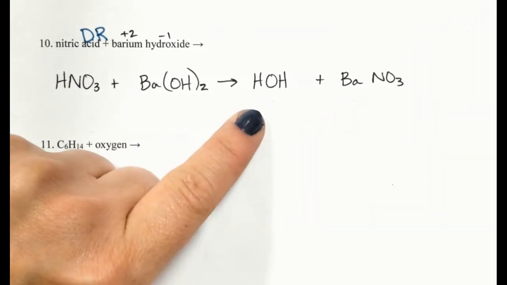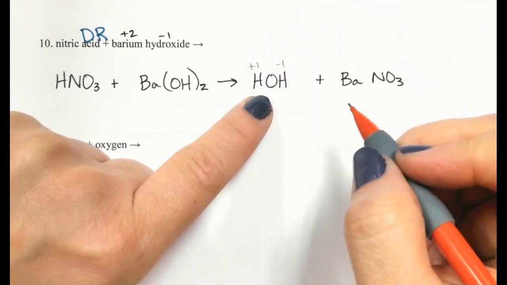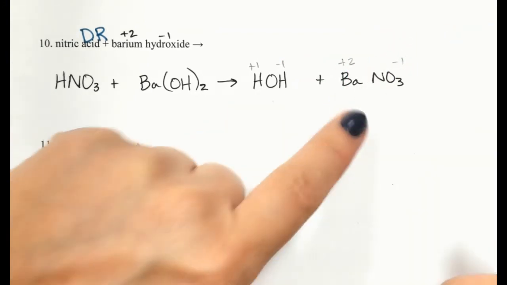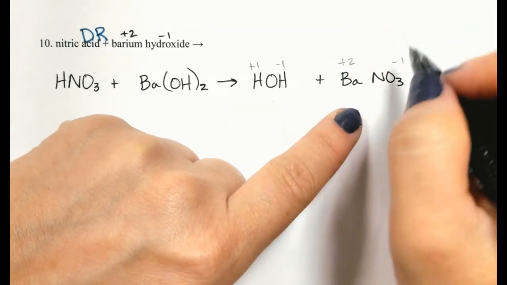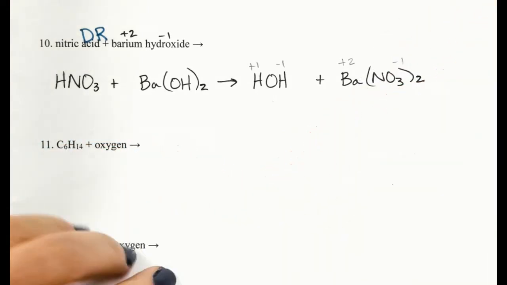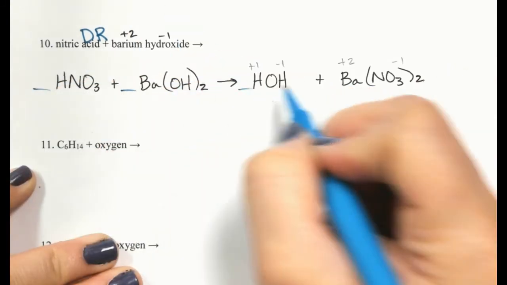And then over here, I need to balance the charges. Hydrogen is a +1, hydroxide is a -1, those cancel. Barium's a +2 and nitrate's a -1, so that's going to crisscross. 1 barium, and 2 nitrates. Now that I have my charges balanced, I can balance my coefficients.